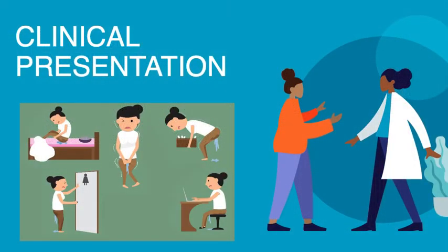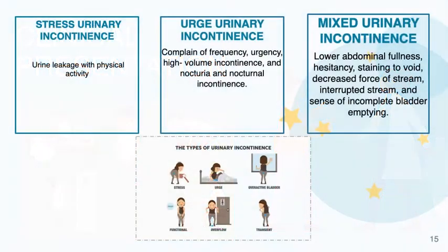Clinical presentation. Signs and symptoms of urinary incontinence depend on the underlying pathophysiology. Patients with stress urinary incontinence generally complain of urine leakage with physical activity, whereas those with urge urinary incontinence complain of frequency, urgency, high volume incontinence, and nocturia and nocturnal incontinence.